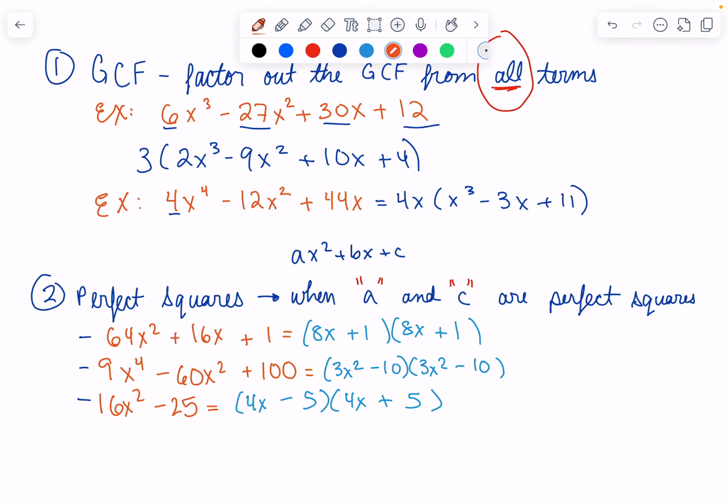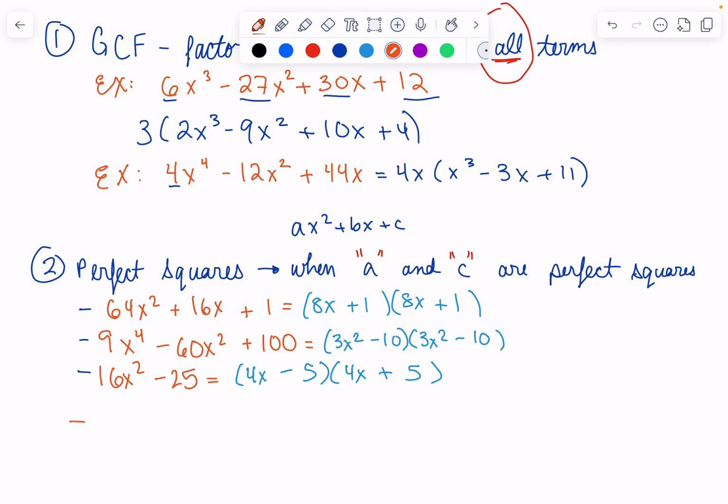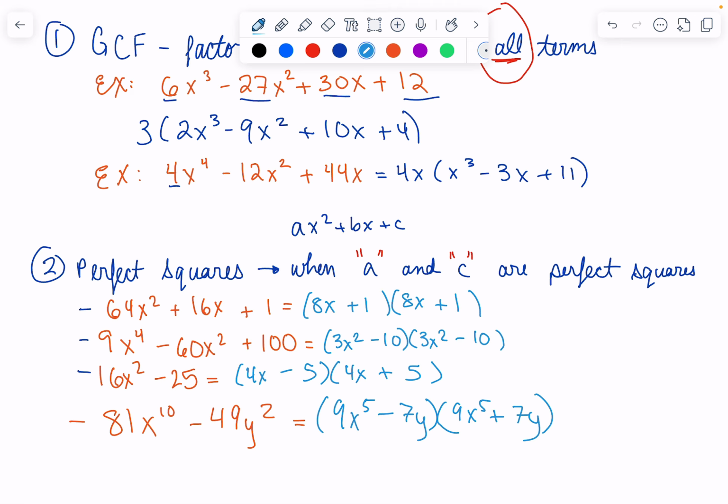So if I wanted to make another example similar to the ones I have here, I could do 81x to the 10th minus 49y squared, okay? Square root of 81x to the 10th is 9x to the 5th, 9x to the 5th. Square root of 49y squared is 7y, 7y. Since there's no b value, one has to be negative, one has to be positive. Okay, so that's the second thing that you want to check for.